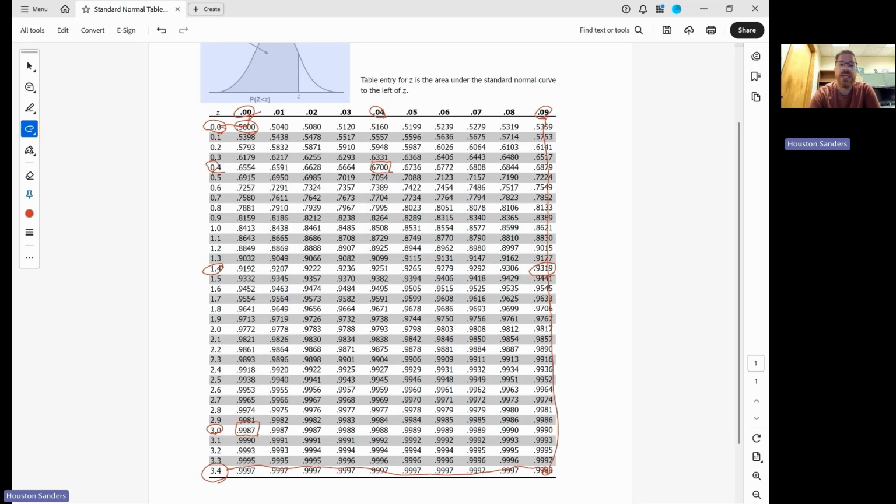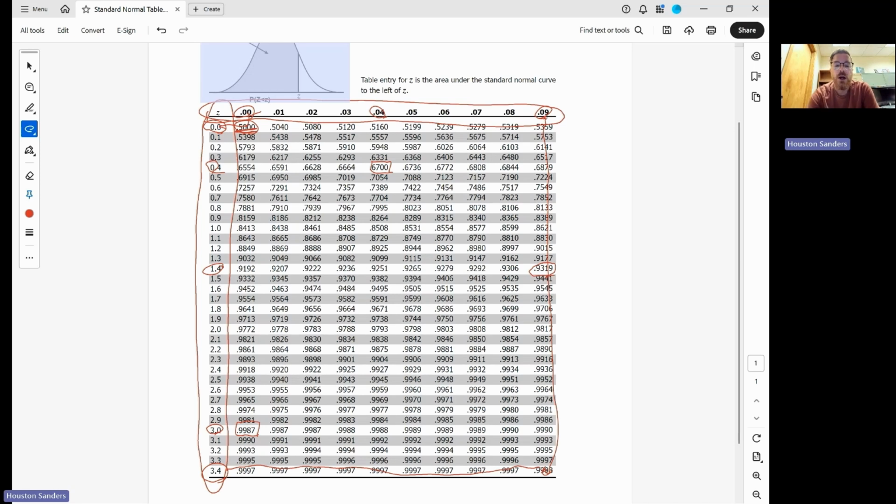You just need to remember that on the left side, right here, you've got your ones and your tenths place. On the top, you have your hundredths place, and then you just need to find the intersection of where your value is. So again, 1.49, you go to 1.4, you go to 0.09, you get 0.9319.